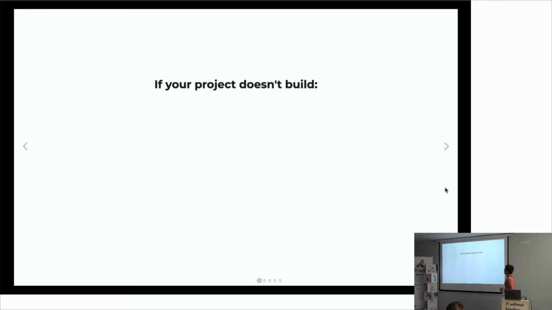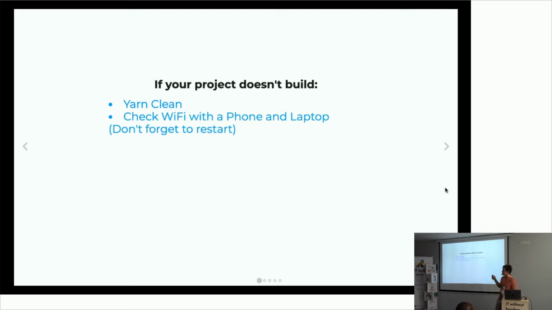Everything fine. A small checklist for you. If your project doesn't build, yarn clean, that big clean command that I already showed you. Check Wi-Fi, because your project may not build because of your phone. For example, here we have a guest Wi-Fi and our internal Wi-Fi. If my phone is on the guest and my laptop on the internal Wi-Fi, my project will not build sometimes. Sometimes it will build, but won't bring the debugging data into my laptop, for example.